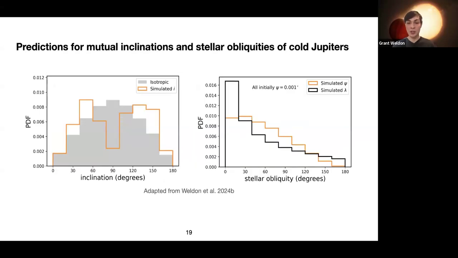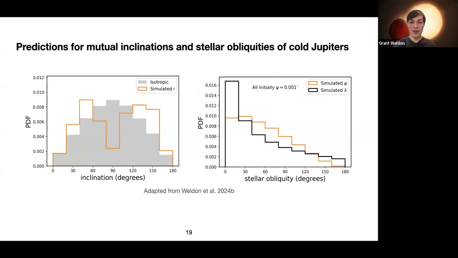Finally, I'll show some predictions for the mutual inclinations and the stellar obliquities of cold Jupiters. So on the left is the distribution of mutual inclinations. We start with an initially isotropic distribution. That's the gray shaded curve here. And then over time, the systems tend towards the orange simulated distribution.